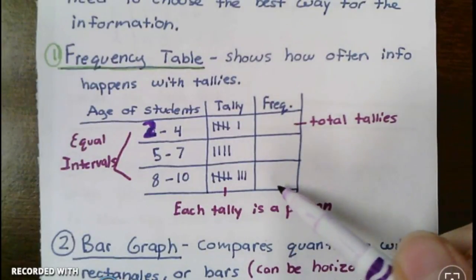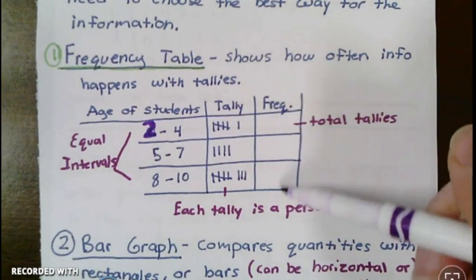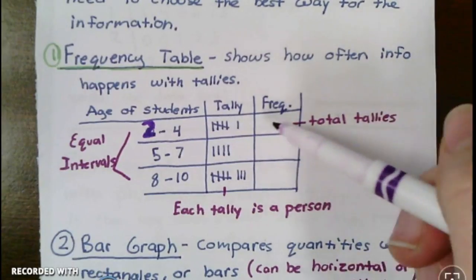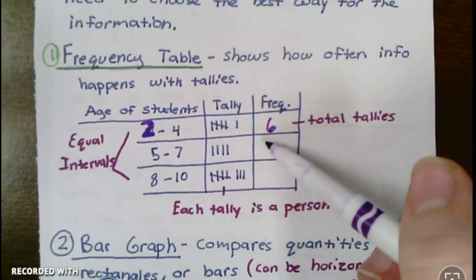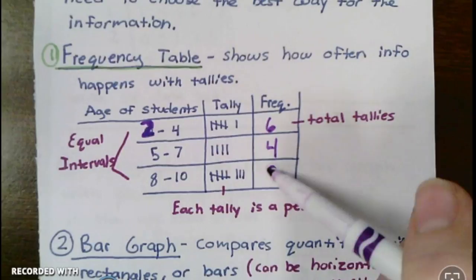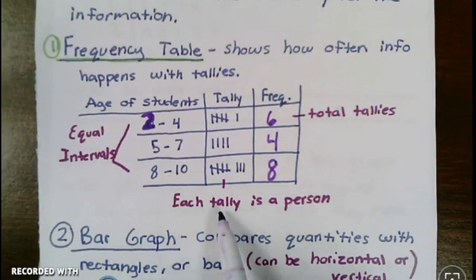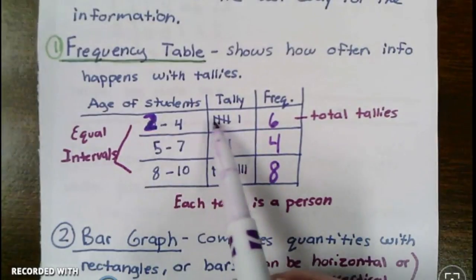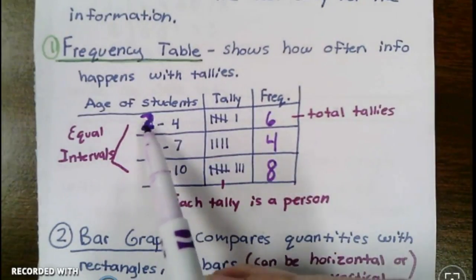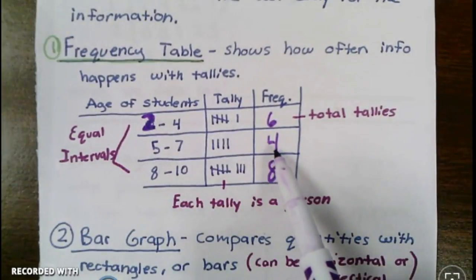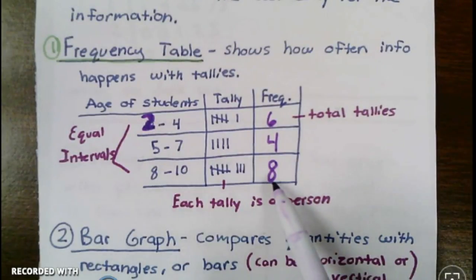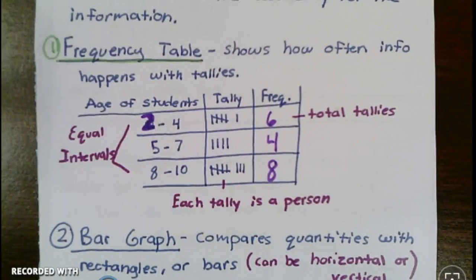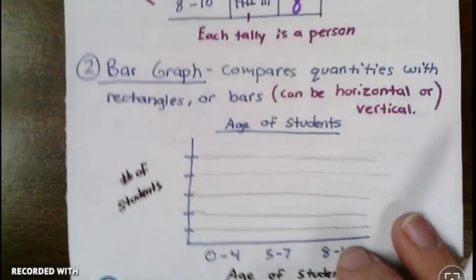Okay, so we've got our tally marks here though. In the frequency table, on the frequency column, you're just going to write how many tallies there are. So here there's 6 tallies, there's 4 tallies, and there's 8 tallies. Each tally represents one person. So in this case, we had 6 people whose age was between 2 and 4. We had 4 people whose age was between 5 and 7, and 8 people whose age was between 8 and 10.